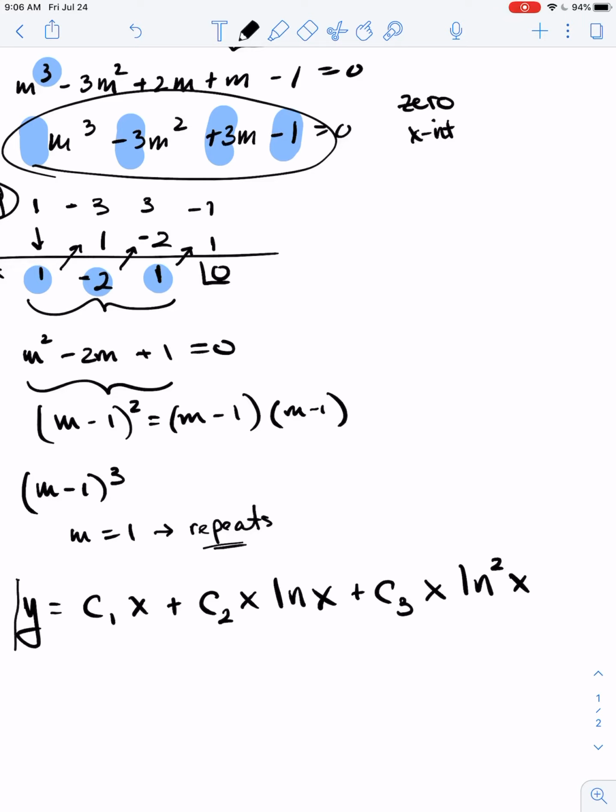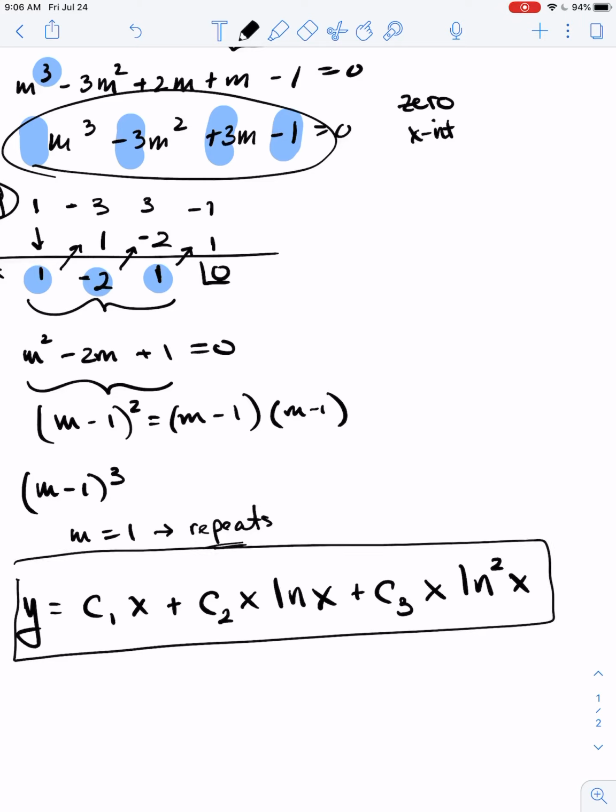Alright, so I hope that helps with anything where m winds up being cubed. And then you also have here the repeating factors.